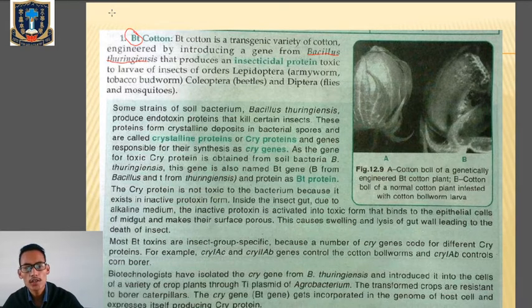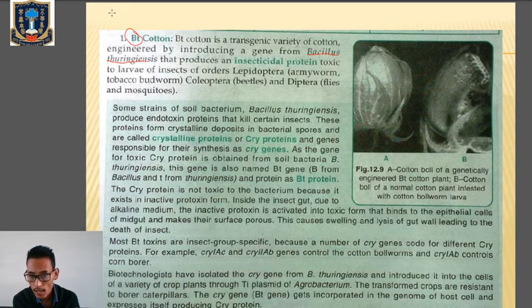This gene is also known as the BT gene. Since this particular gene is obtained from Bacillus thuringiensis, it is called the BT gene, and the protein encoded by this BT gene is known as BT protein. This BT protein, which is toxic in nature, is an endotoxin. It is produced within the body of the bacterium, Bacillus thuringiensis.